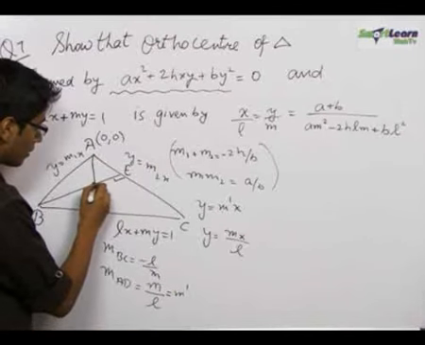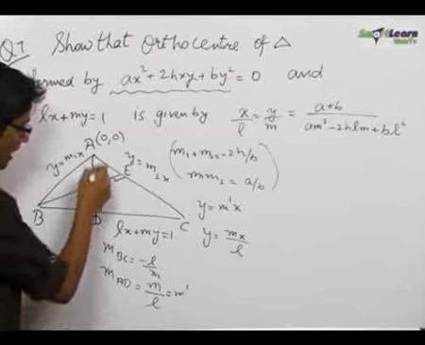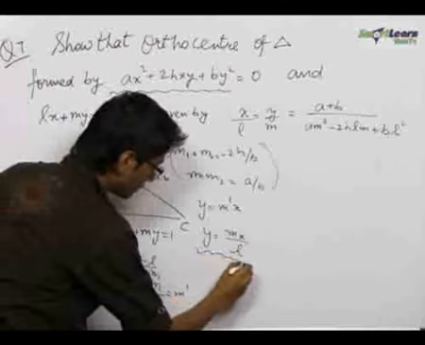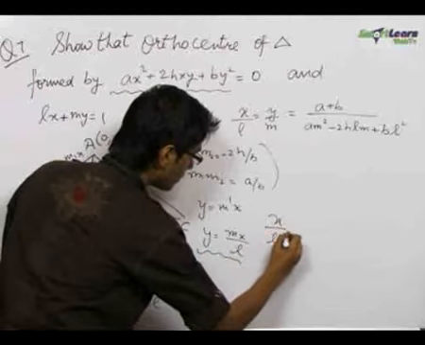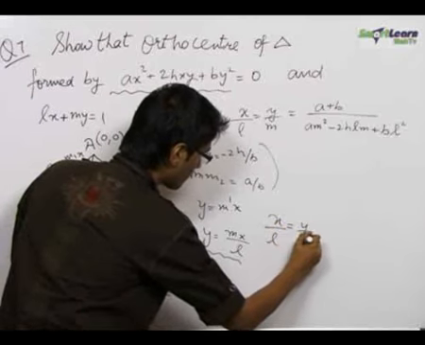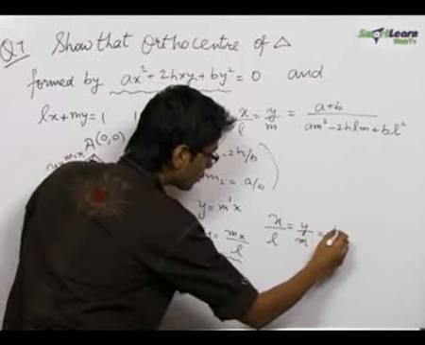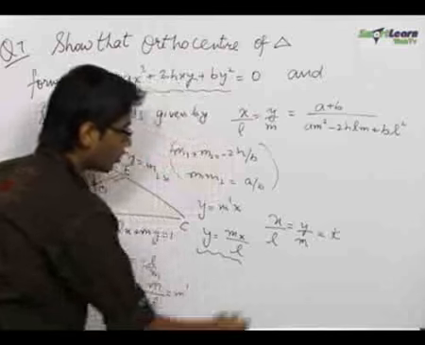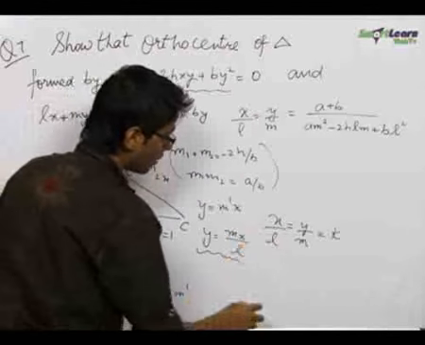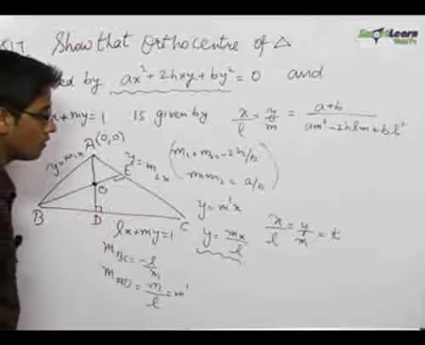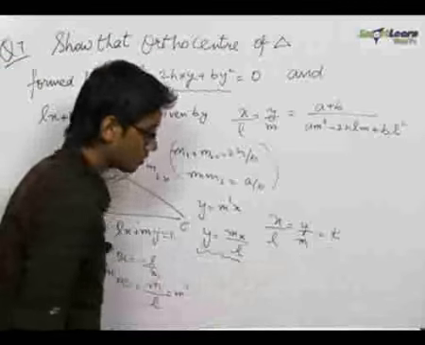Now our orthocenter O, which is lying on AD, will be given by x upon L equals y upon m. Let us say this ratio equals k. So in order to find the coordinates of x and y, or the coordinates of the orthocenter, we just need to find the value of this constant k.